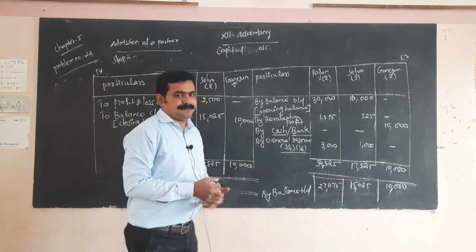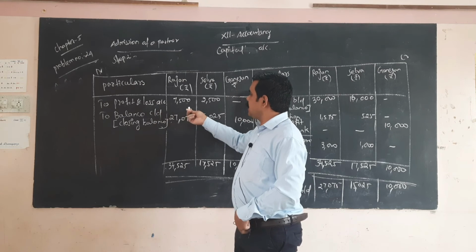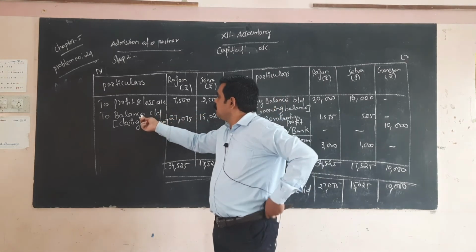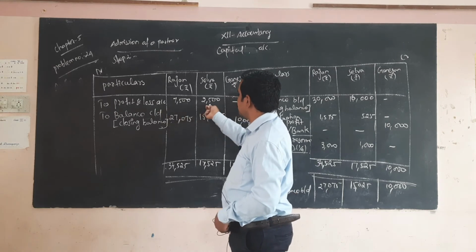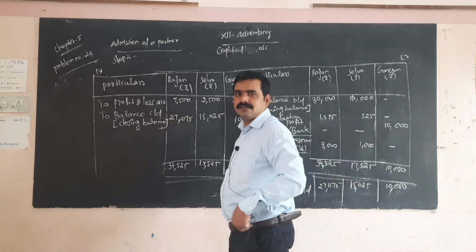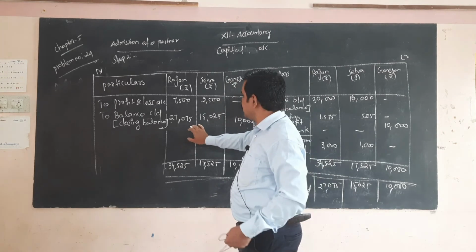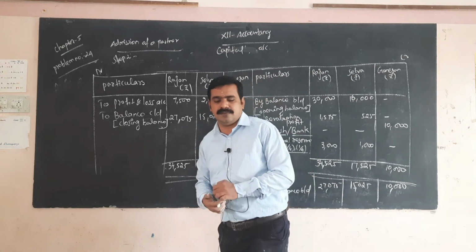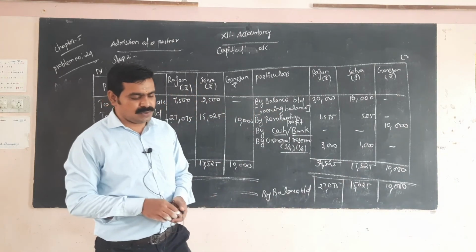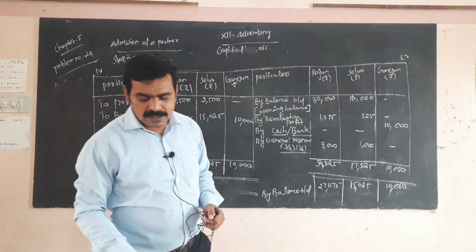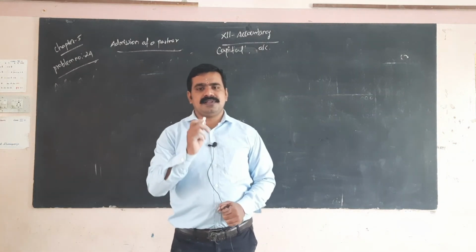Next, profit and loss, 1,500. This revaluation profit is transferred here. 7,500, 2,500. This is called the closing balance. 27,075, 15,025. So I'm going to start the next. Step 2 is over. Now we are going to start step 3.